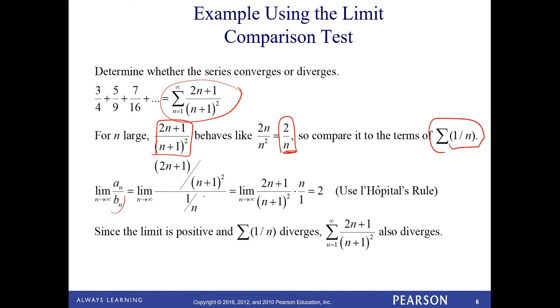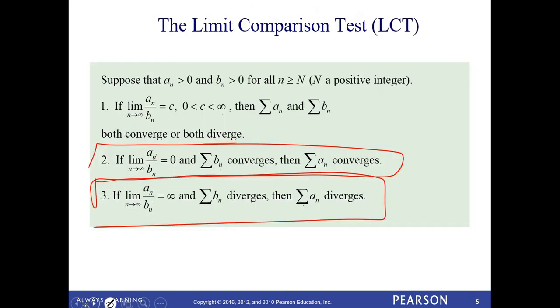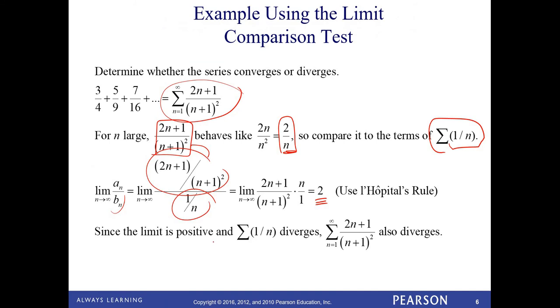So I'm going to take my original and compare it to this. So a sub n over b sub n, my a sub n term divided by my b sub n, and then simplified. As n approaches infinity, this approaches 2. So since the limit is positive, let's go back to this. Since the limit is positive and the sum of 1 over n diverges, this is my harmonic series, therefore this also diverges. Okay?